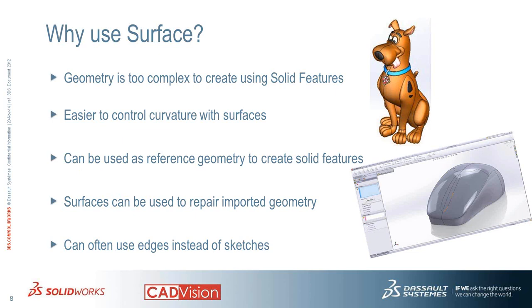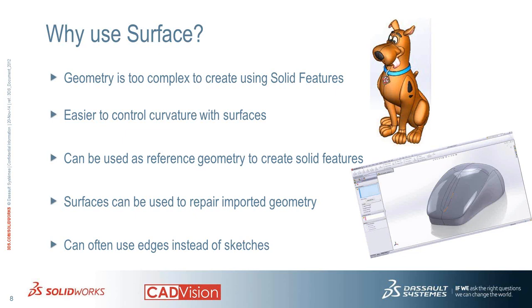Lastly, surface can often use edges instead of a closed profile. By using an edge, we can straight away create a surface. So this reduces a lot of workload. So there are a lot of different uses of surface. We will see our example at the end of this webinar, whereby we want to make a cut into a curved cylinder. We will do this later.